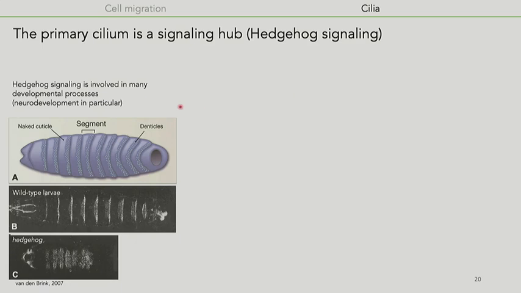But it was first identified in a screen in the 80s looking for Drosophila mutants, so fruit fly mutants that had developmental pattern defects. And this mutant, which is shown here, so this is a Drosophila larva, in mutants in the hedgehog signaling cascade, you get larvae that look like this, which they said looked kind of like a hedgehog. So that's where the name comes from.